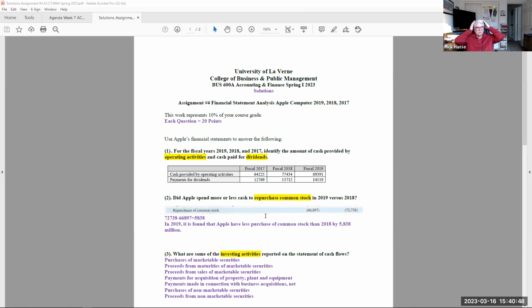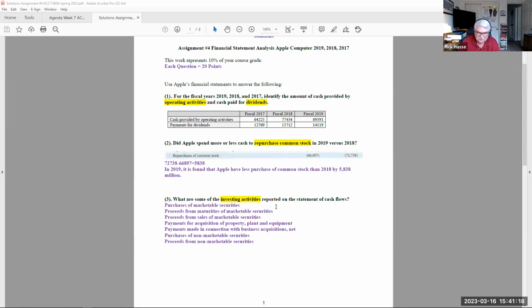But also Apple wanted to tell the market that they are so pleased with their performance that they're basically investing in themselves by spending over $72 billion in buying back the company stock. Amazing. So I was looking for the two amounts for 2019 and 18, and the 2019 amount was different by about $5.8 billion. Question 3, what are some of the investing activities reported on the statement of cash flows?